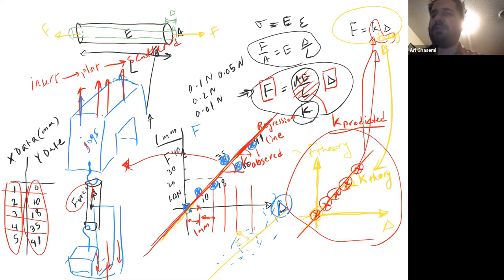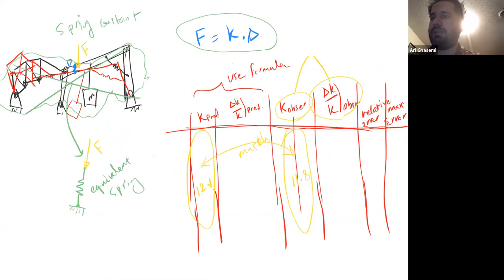The slope times x plus b. That's your y. This is the one you use when you write your report. This is the one you use in this column, K observed, right? So how do you find delta K over K observed?